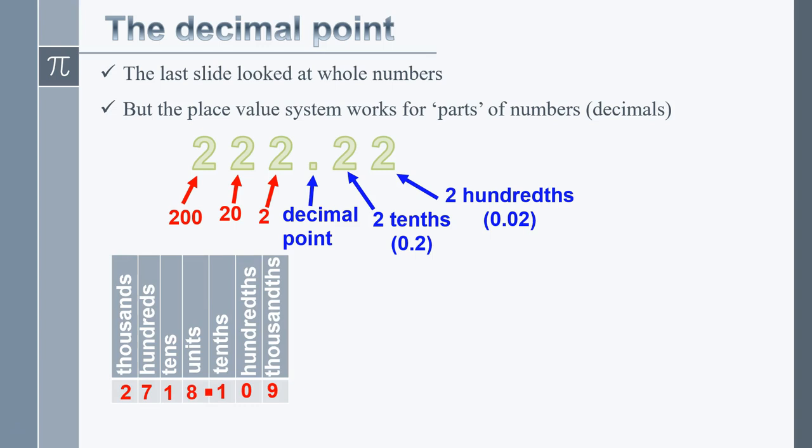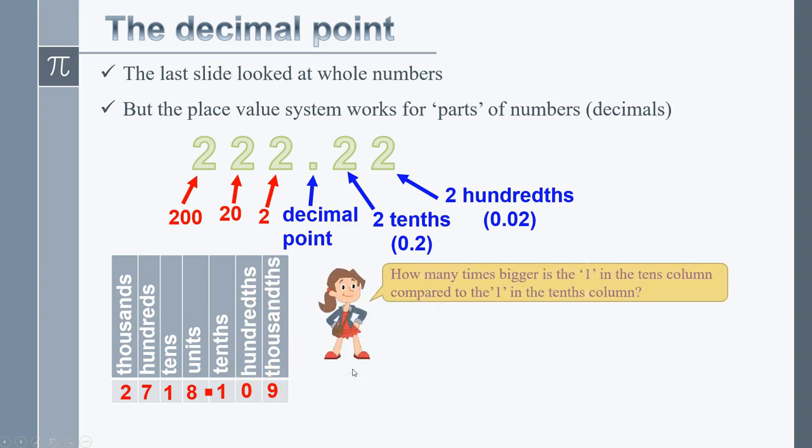So there's a number again. I've added some extra digits past the decimal point. So we've got 2718, then we've got the decimal point, there it is, and then the first column after the decimal point is tenths, then hundredths, and then thousandths.